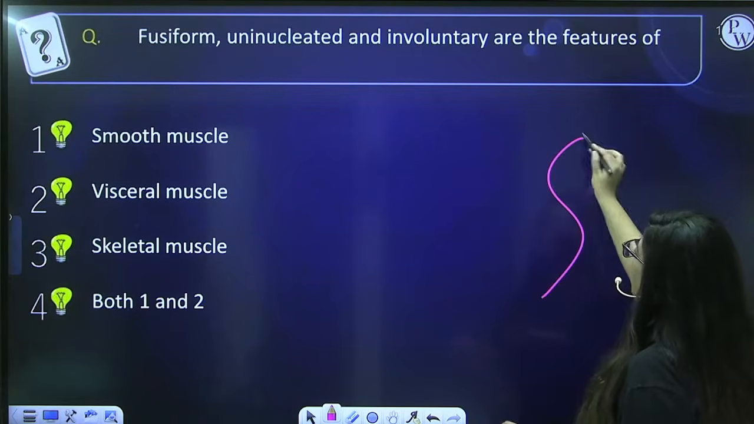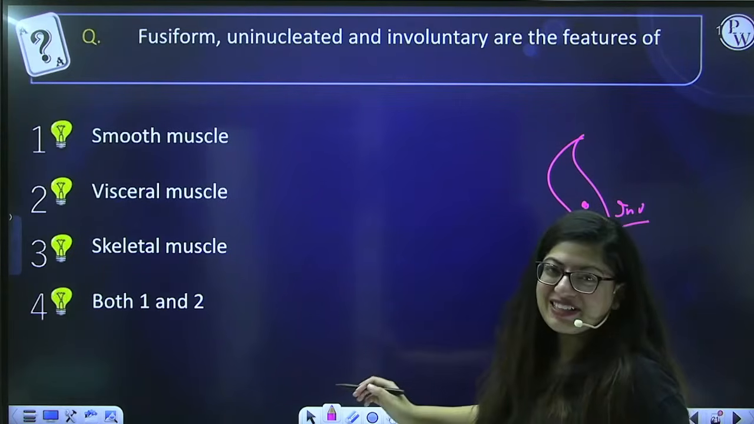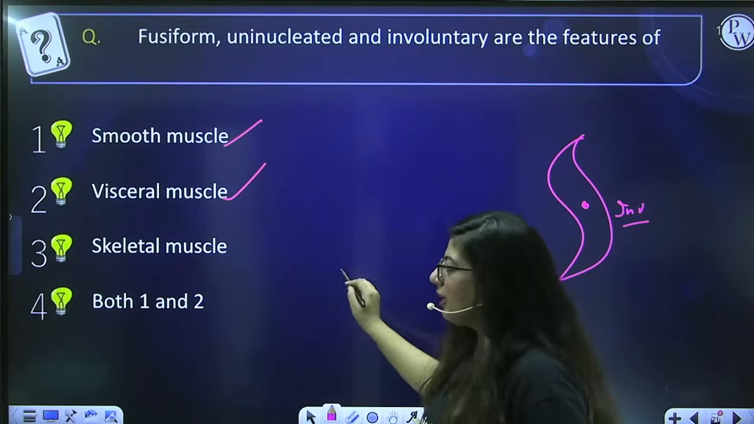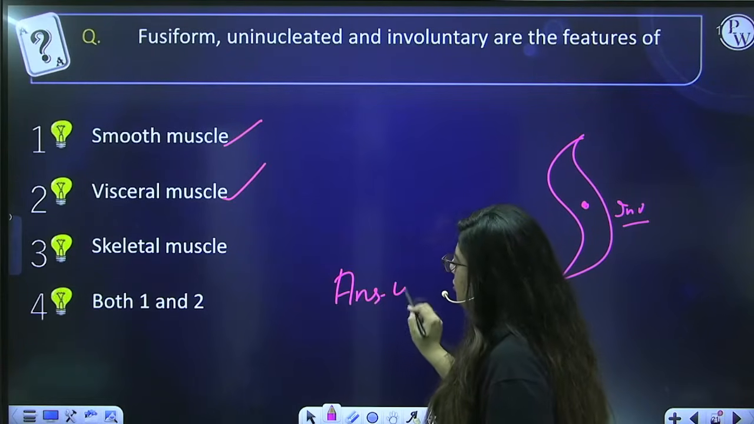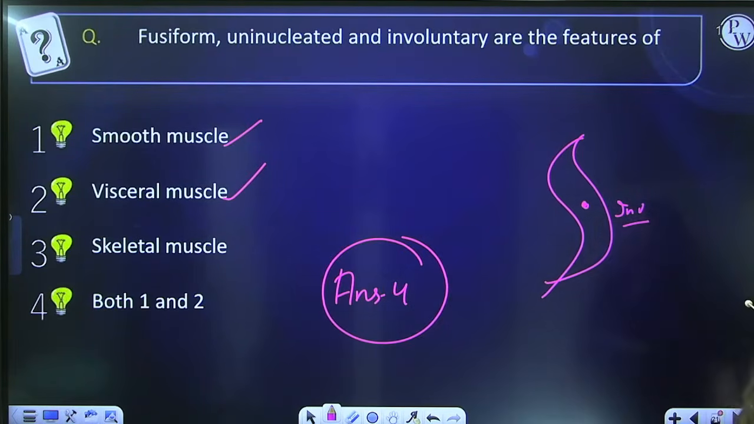Next, fusiform, uninucleated and involuntary. Which is this muscle, guys? Smooth muscle. So smooth muscles, another name is visceral muscle. So answer to this question will be 4. Clear na? All right. Next.